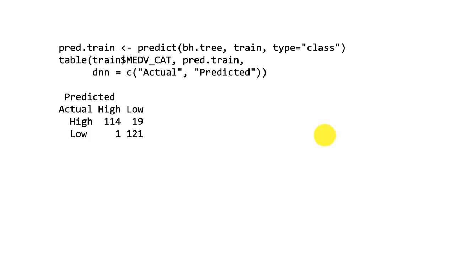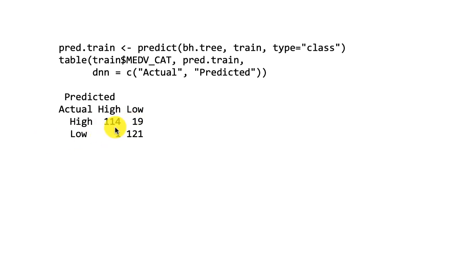Okay, so what we see is that of the 133 actual high cases, 114 are predicted to be high and 19 are predicted to be low. Of the 122 cases that are actually low, only one is predicted as high. Okay, of course, let's assume that high is our positive case. That means you have 114 true positives and 19 false negatives, right? Because if high is the positive class, low is the negative class, these 19 are not really low. They are predicted to be negative, but they're not. So they're 19 false negatives.